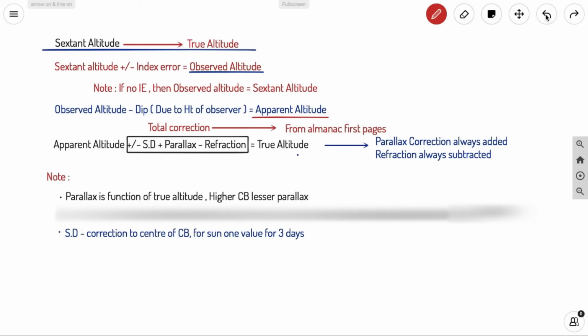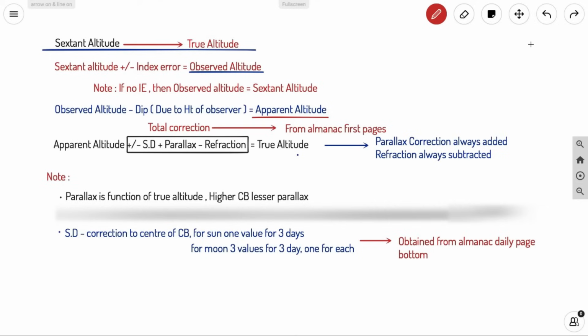Next point, SD. SD correction is always to the center of the celestial body. For sun, one value is for 3 days. Since we are taking such a large object like the sun, we take either upper limb or lower limb, so we apply the correction plus or minus depending on upper or lower limb to get our SD correction. So for Sun we have one value for 3 days, and for Moon we have 3 values for 3 days. That means we have one value for each day, and this is also found at the bottom of the Nautical Almanac daily pages. If you check it, you can easily recognize them.